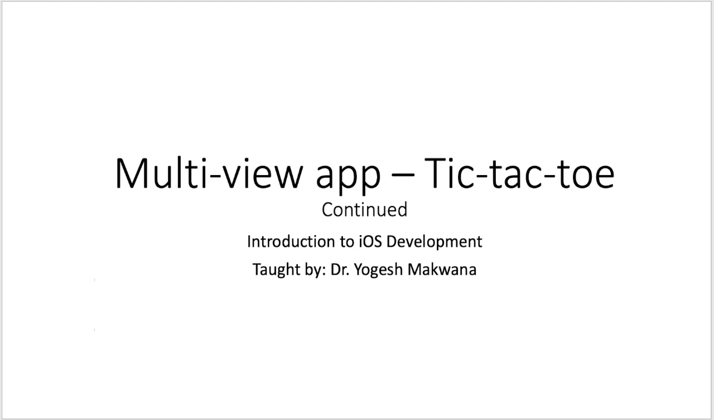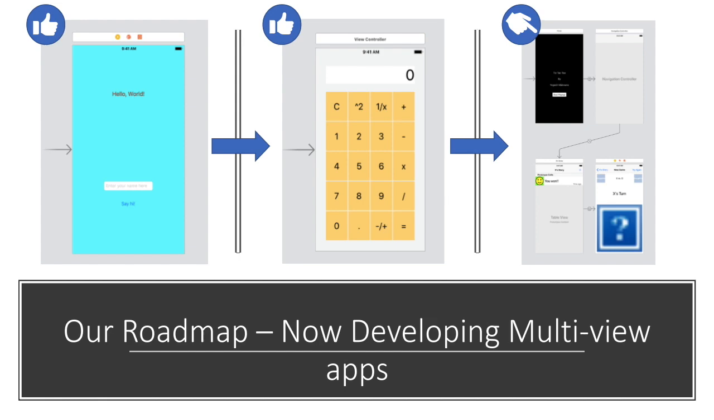So this is what we were trying to do. We started with a recap of what we have done so far in the term. We started with a very simple app, a hello world type of app, then we did the calculator, and now we are doing this multi-view app. We probably did the first three screens last time out of those four. We had a welcome screen and then we had the table view, which was showing stuff.